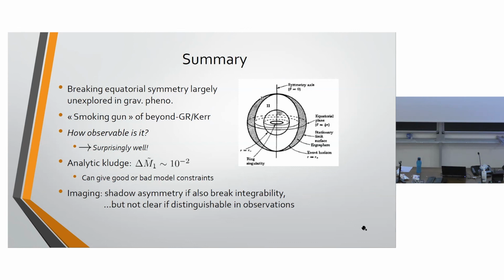I like this, which translates either into a good or a bad model constraint depending on your model. And also in imaging, you can see this in the shadow if you break integrability as well, but it's still sort of an open problem how well you can distinguish this in actual image observations. But it can still be exciting in the future.